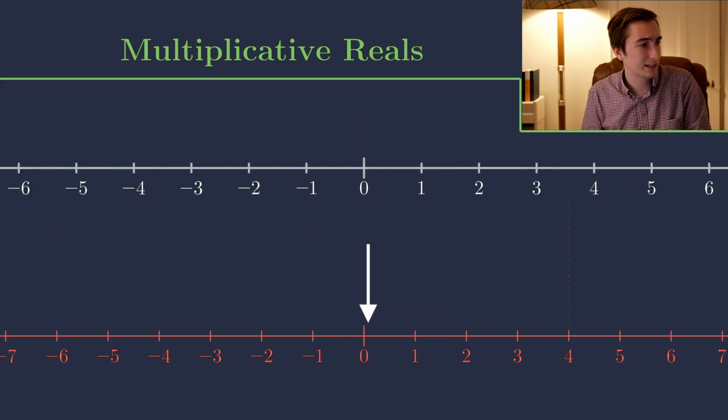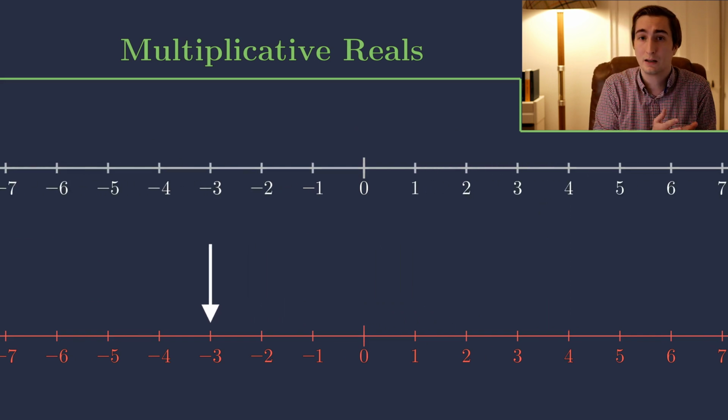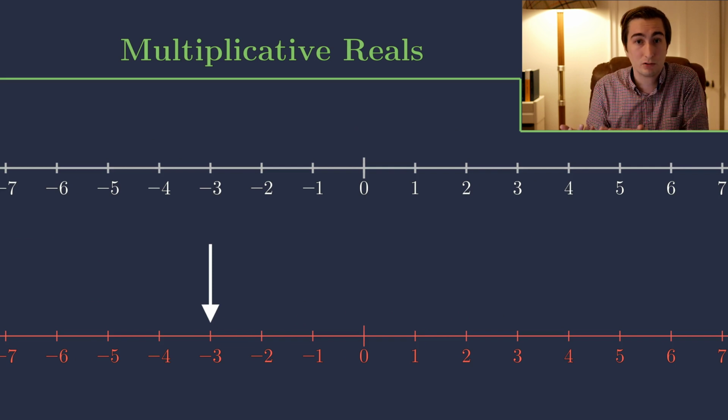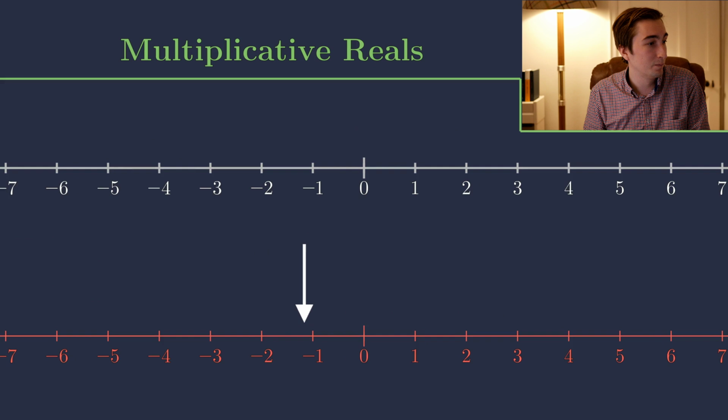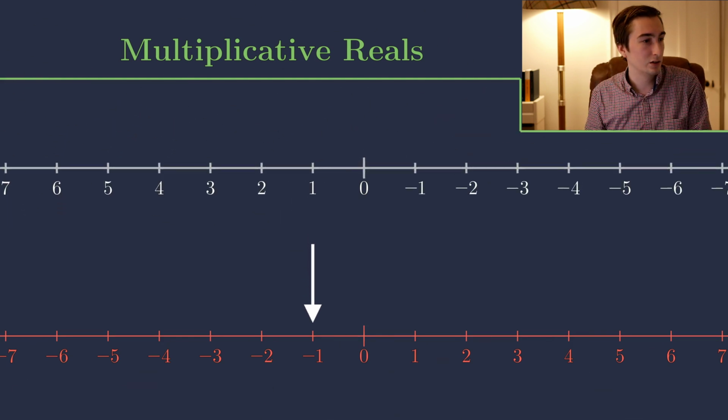And in a similar way, we can extend this to the negative numbers. So let's think about minus 3. How would we get minus 3? Well, we can construct minus 3 by doing minus 1 times 3. So if we start with minus 1, what does minus 1 do? That flips our number line by 180 degrees.